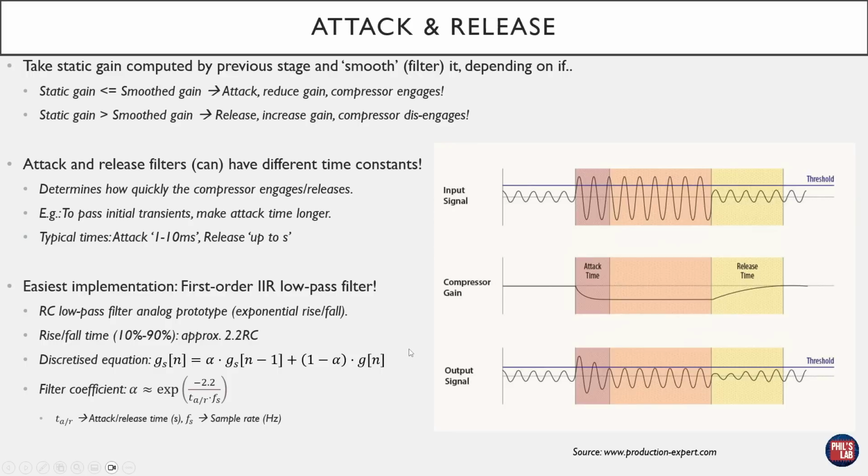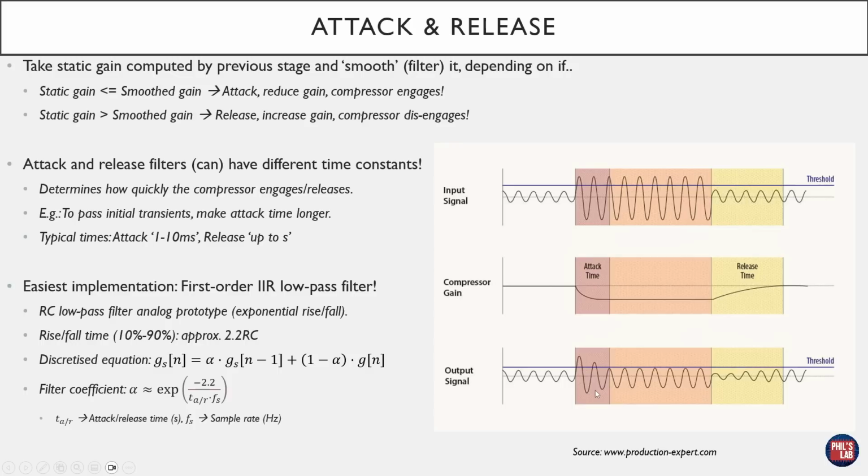I have a video on IIR filters on my channel. I'll leave that in the description box below, but very simply, jumping ahead, the discretized equation is shown below. The smooth gain at sample time n is a filter coefficient times the smooth gain of the previous sample time, plus 1 minus the filter coefficient times the output of the gain computer, the static nonlinearity. The filter coefficient can be computed approximately using this rise/fall time relationship, so it's e to the minus 2.2 divided by the attack or release time times the sample rate, because we are in a discrete time system. So a very simple first order IIR filter for attack and release.